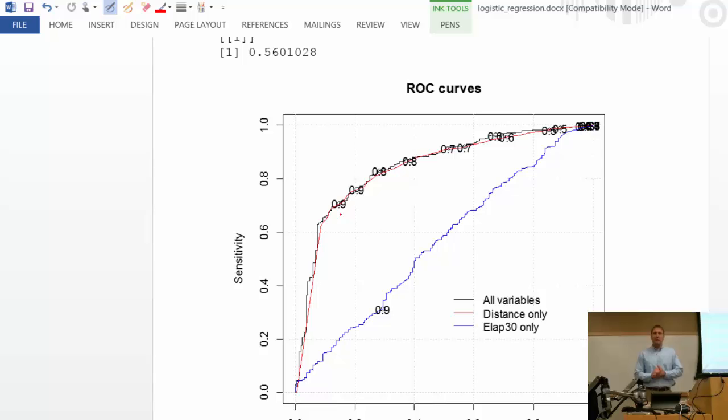So what's the worst model? The model that has just lap 30 in it. You can see then the black and the red models there. The model that has all the variables versus the model that has just distance itself, they're very, very similar. So in fact, generally speaking, you can do just as well with only having distance in your model. That's kind of interesting. The main thing that changes a little bit is those cutoff probabilities.